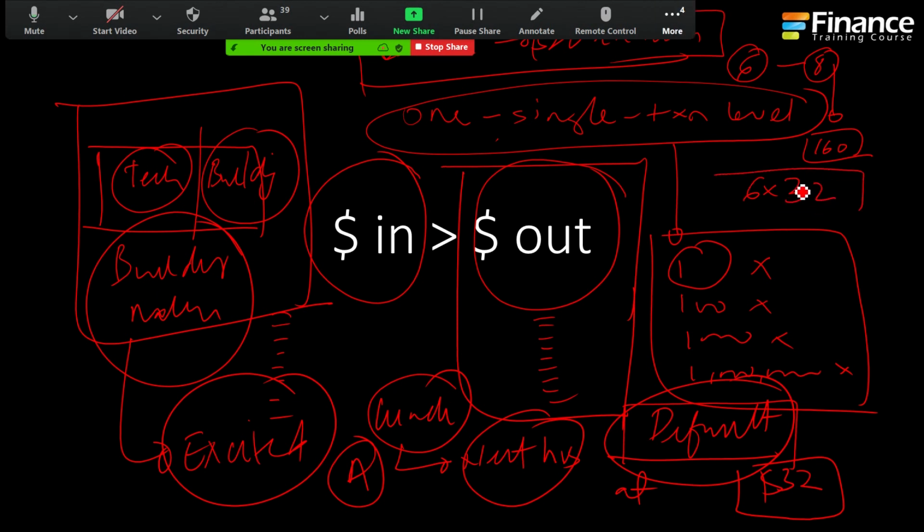What was the number that we looked at? So we added 2 hours. So anyhow, 6 into 32 would be how much? 3 into 32 is 96 plus 96. That'll be $192. Which one's better? Is this better or is this better?